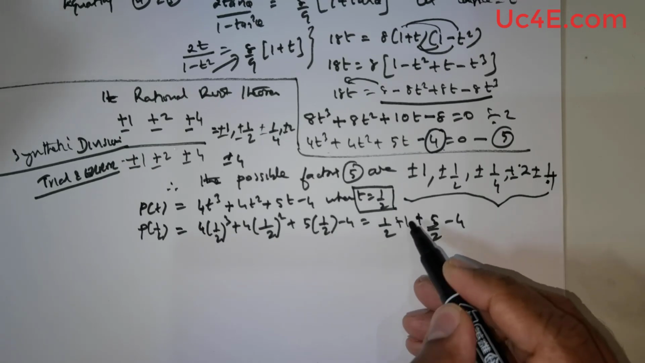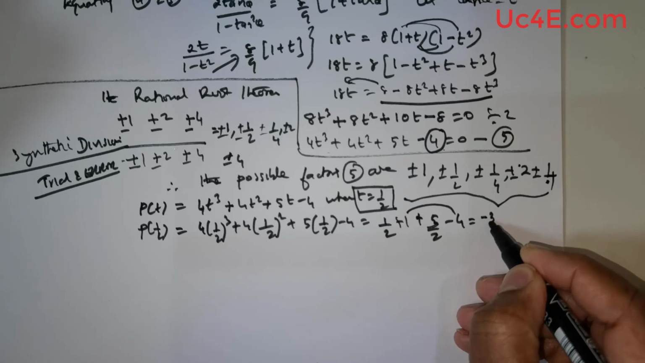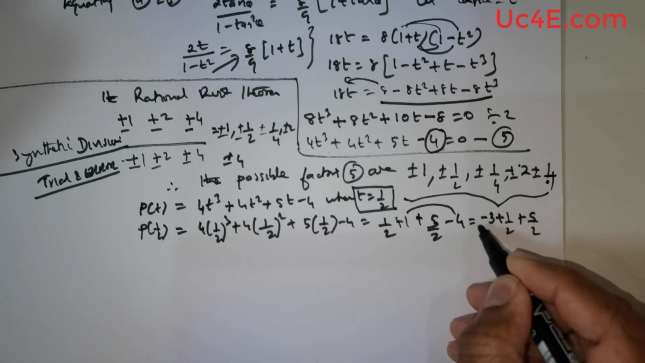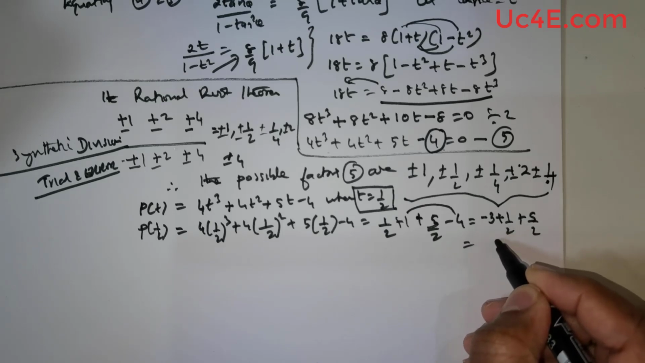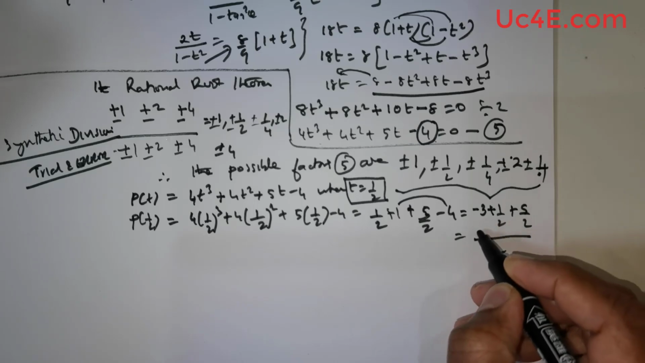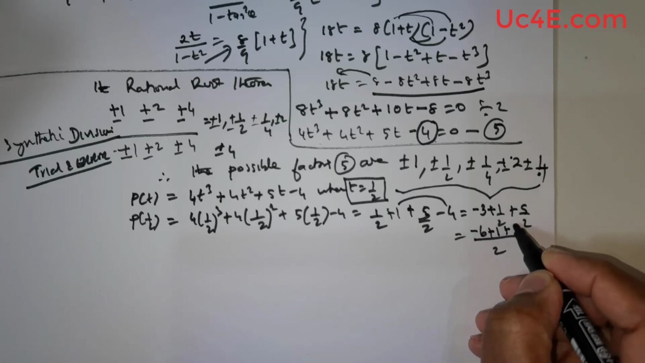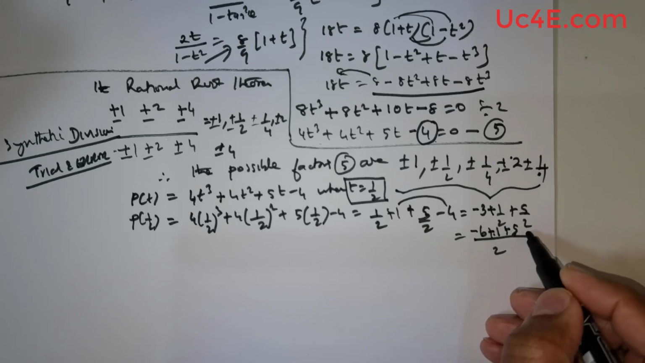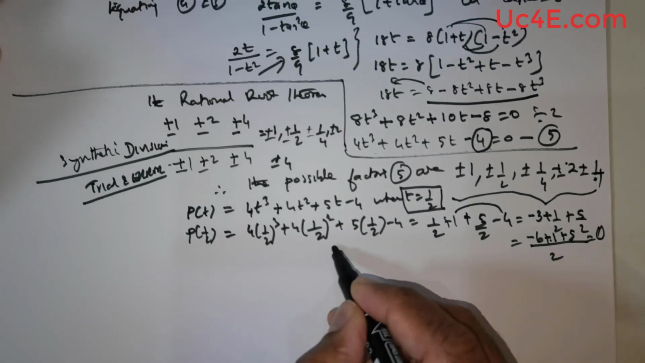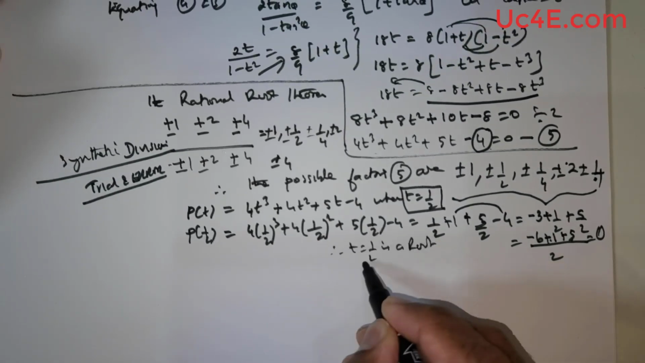Now you add 1 and negative 4, that's going to be negative 3. So you have negative 3 added with 1/2 added with 5/2. If I take the LCM as 2, this is going to be negative 6, positive 1, positive 5. You see, 5 added with 1 gives me 6, and 6 added with negative 6 is going to be 0. So therefore t equal to 1/2 is a root.